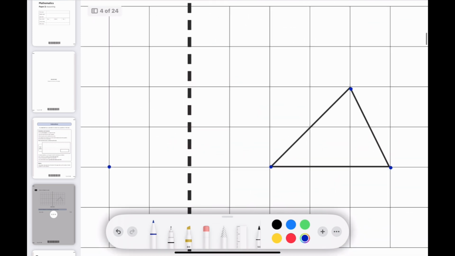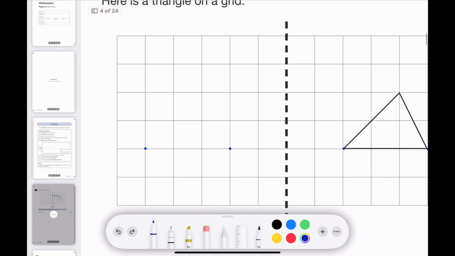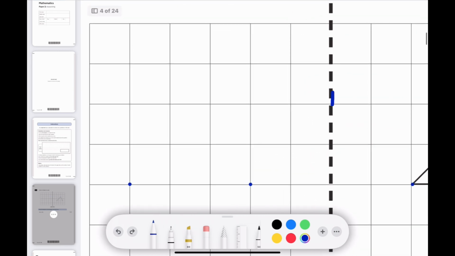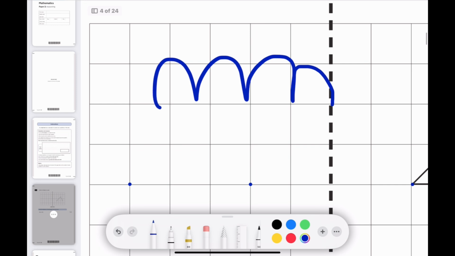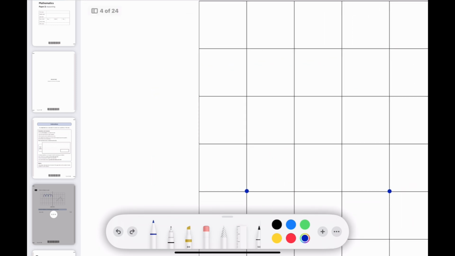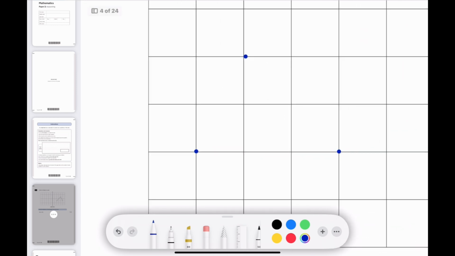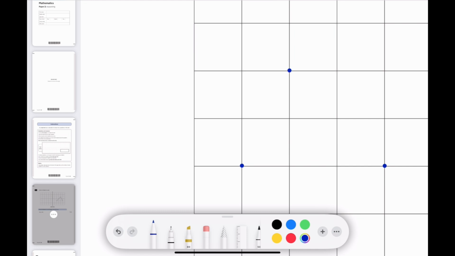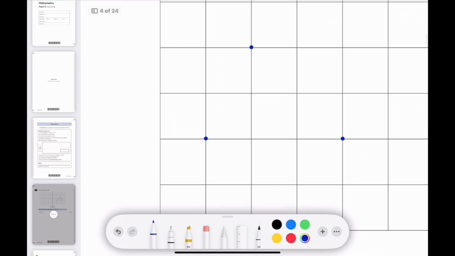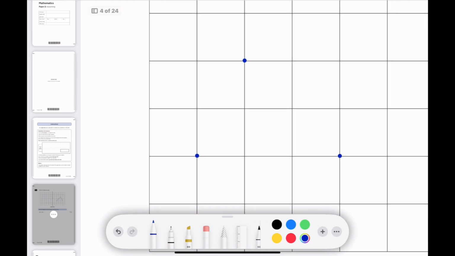and then this point is 1, 2, 3, 4 squares away from the mirror line, and we'll do the same here. We will draw a point here, and then you have to connect the points together by using a ruler. I won't be doing it very neatly as it will be very time consuming because it's very hard on an iPad.